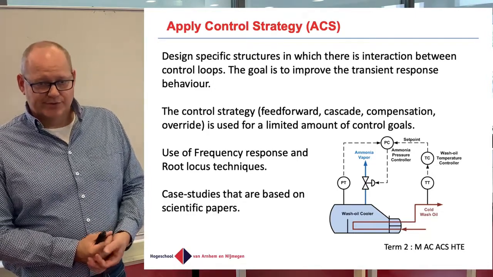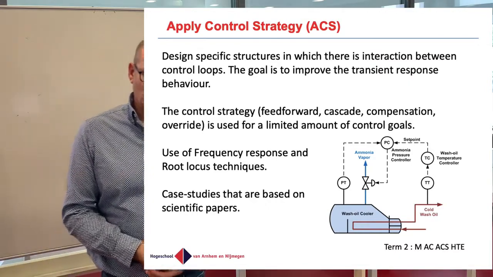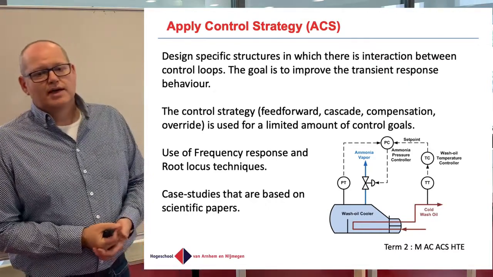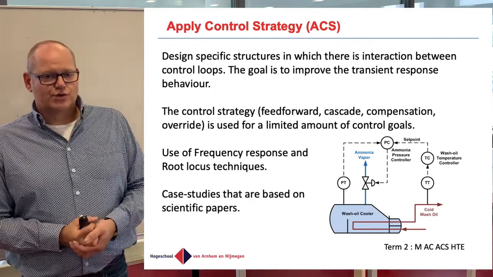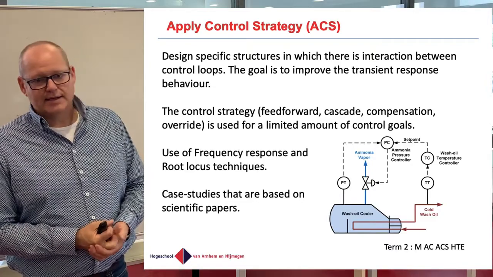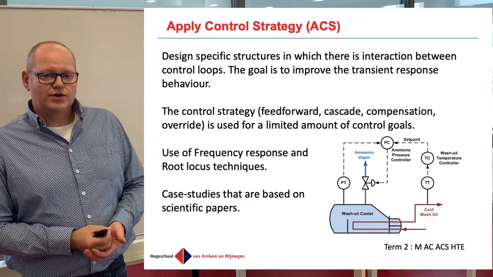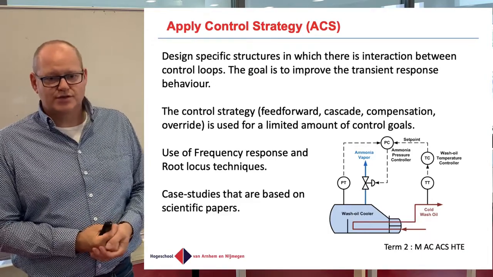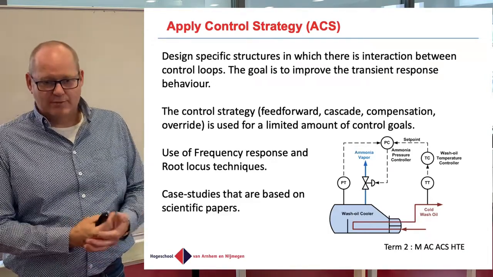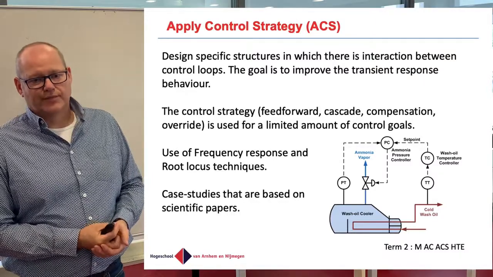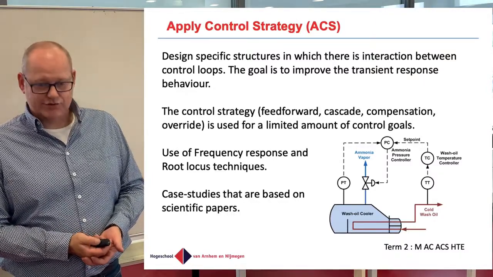In this example, you see a water oil cooler, in which you see two controllers, a pressure controller and a temperature controller. So this is an example of using two control strategies to control the apparatus of the water oil cooler. And we call this a cascade control structure.